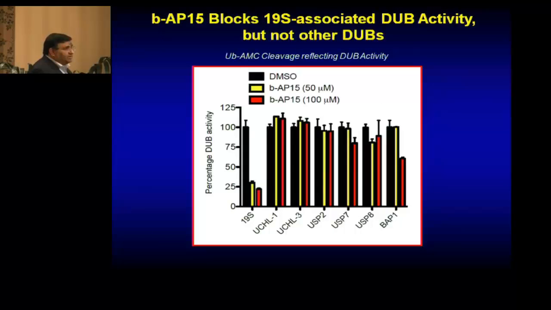Another assay that we use is called the UB-AMC cleavage activity assay. These are classical traditional assays to measure overall DUB activity. What is shown here in this graph on the left side is percent DUB activity. We incubated 19S protein again in the presence of different concentrations of BAP15, and you could see there is a significant inhibition in the overall DUB activity, whereas BAP15 does not affect any other DUB here.